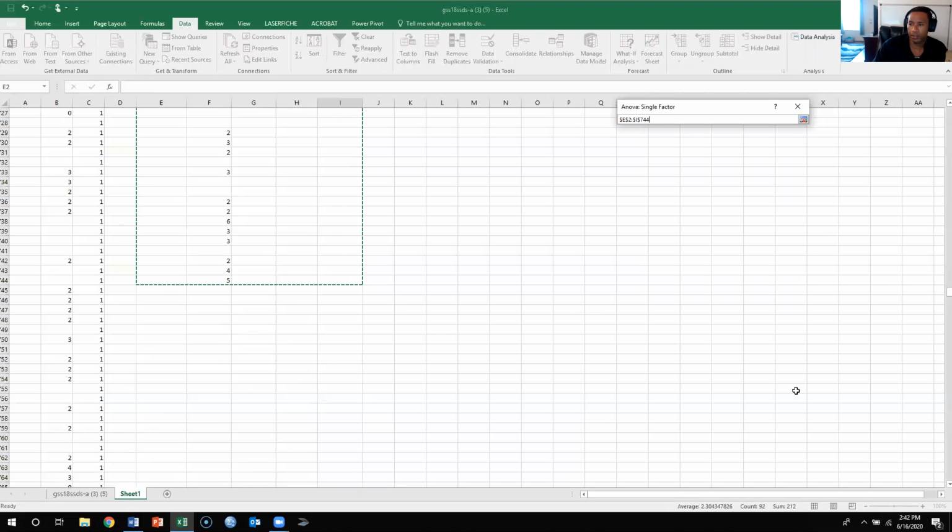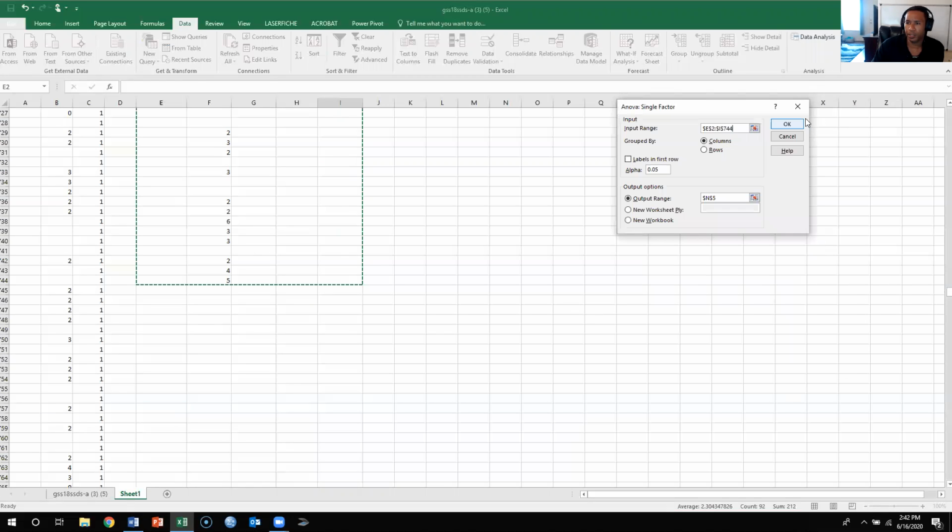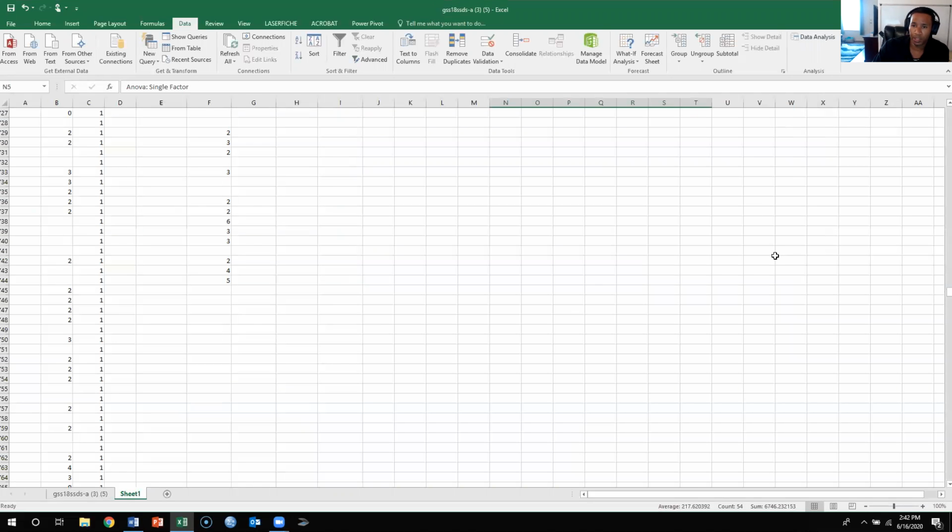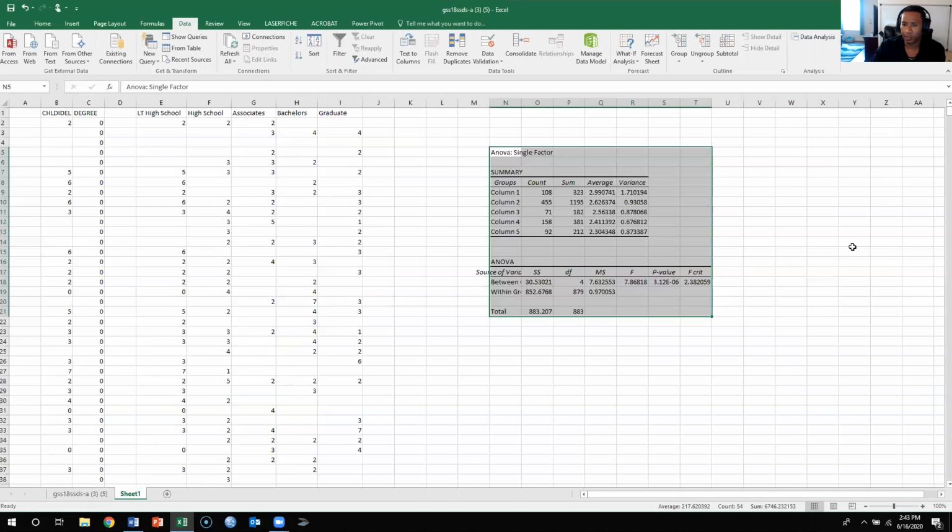Okay, so I got that, and then that will be my input range. Okay, now the alpha level 0.05, like I said, I could do it 0.01 or 0.001 if I wanted to, but 0.05 will just be fine because we just want to see whether or not we're going to reject or fail to reject the null hypothesis. So I'm going to press OK. And then I should get my information that I requested up here. Okay, good. So we have ANOVA.